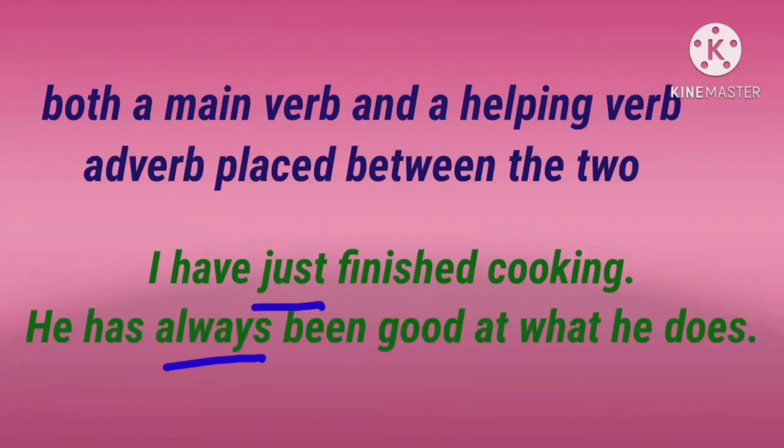Next example, he has always been good at what he does. Here, which is an adverb? Always. Main verb? Been. Auxiliary verb or helping verb? Has. So here we placed the adverb between the main verb and the helping verb. Has is the helping verb, been is the main verb, so in between, the adverb always is placed. So, if a sentence has both a main verb and a helping verb, the adverb is placed between the two.